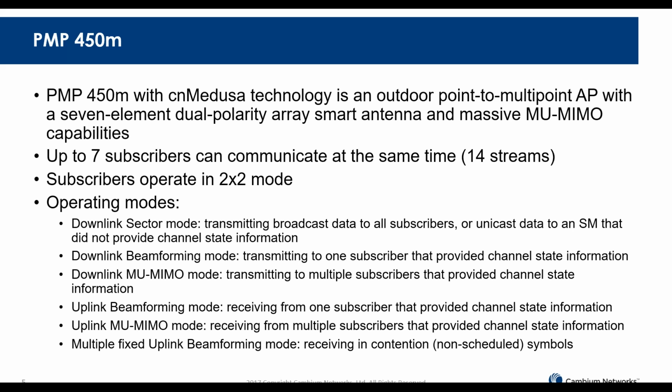Both these modes, the beamforming mode and the MU-MIMO mode, are used only for scheduled transmissions, meaning that the access point knows which subscriber is sending at what time, and it can form the beam in the direction of that subscriber. However, there are also some transmissions that are not scheduled. For example, when a subscriber is first registering, it needs to send a registration request, or the subscriber is sending a bandwidth request when it has data to send. These transmissions are not scheduled, so the access point doesn't know which direction the transmission is coming from.